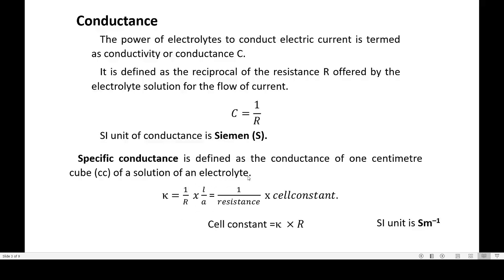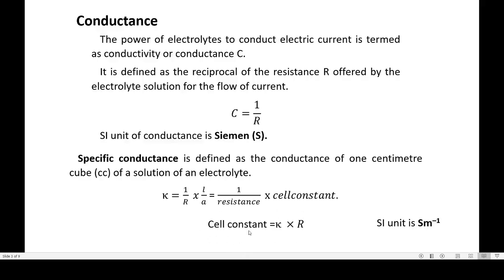So 1 upon R, that is 1 upon resistance. So the ratio of L upon A, length upon area of a conductivity cell, remains constant, known as cell constant. So from this expression, cell constant will be equal to K, specific conductance, into resistance R. So the SI unit of specific conductance is Siemens per meter.